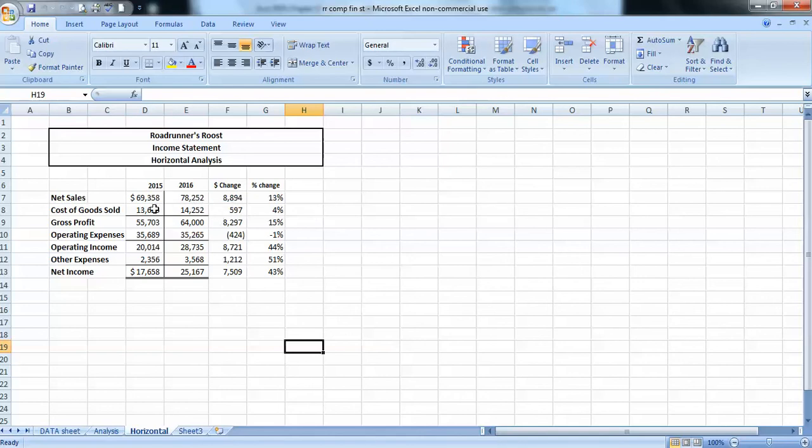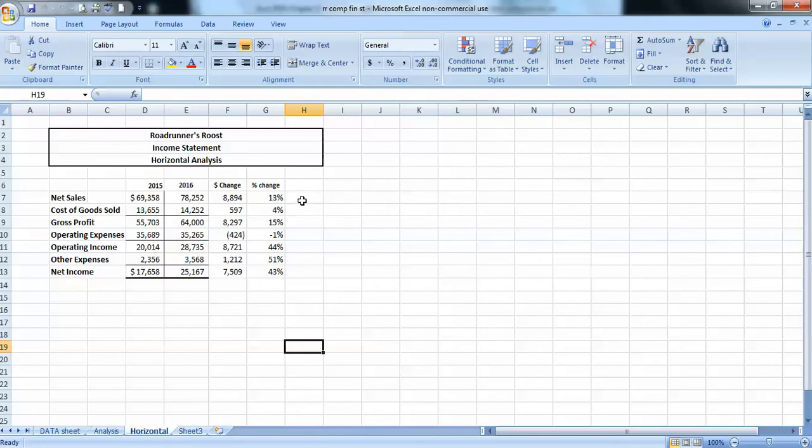In the case of 2015-2016, net sales increased for Roadrunners Roost by $8,894. If we divide that $8,894 into the base year, so we subtract the base year from the next year, and we divide that dollar change into the base year, we will find that we improved sales by 13%.